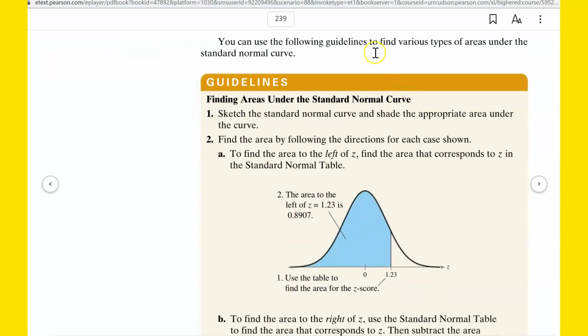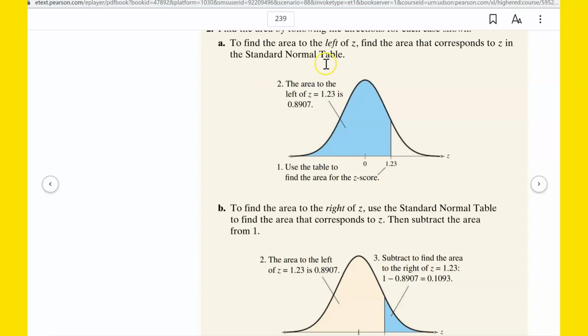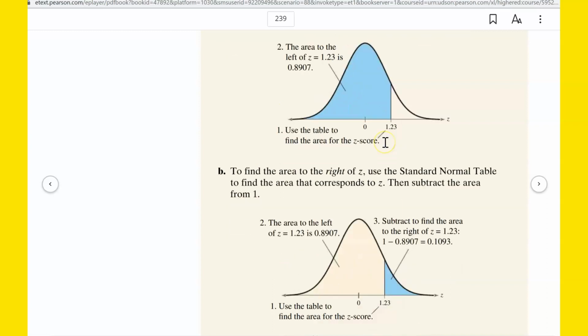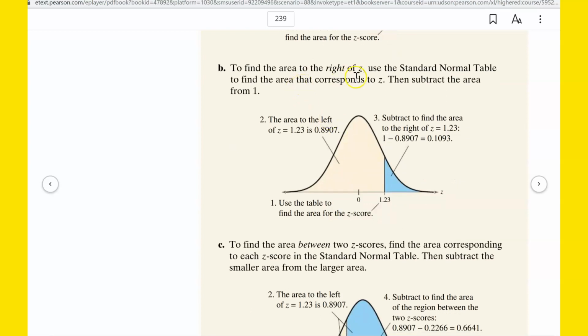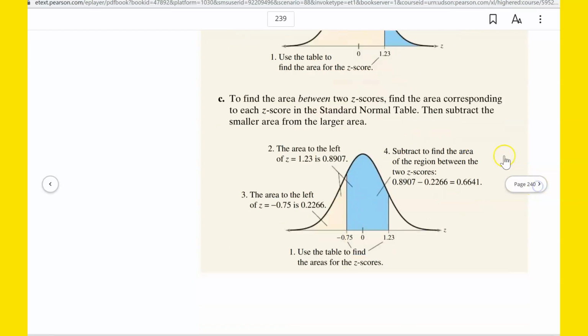You can use the following guidelines to find various types of areas under the standard normal curve. Sketch the standard normal curve and shade the appropriate area under the curve. Find the area by following the directions for each case shown. To find the area to the left of z, find the area that corresponds to z in the standard normal table. We don't have to use the normal table, we can just use our calculator. That's exactly what we just did. To find the area to the right of z, I'll show you what we'll do in our calculator. Let's find some good examples.